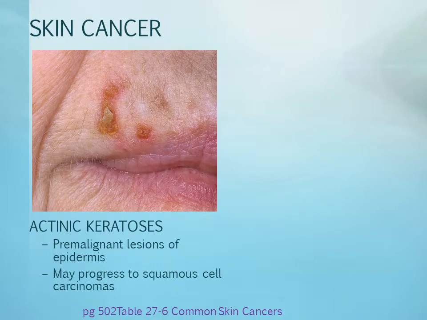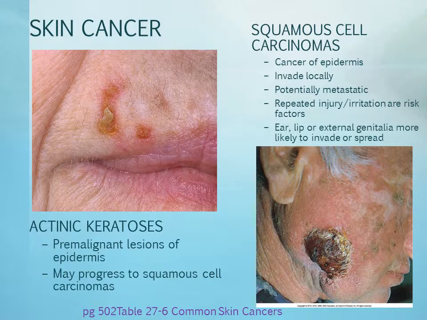Okay, let's discuss skin cancer. Overexposure to sunlight is the major cause of skin cancer, although other factors are associated. On page 502 of your textbook, Table 27-6 provides information that is related to the most common skin cancers. We are going to discuss a few of the most common skin cancers. Actinic keratosis is a premalignant lesion of the epidermis, and it may progress to squamous cell carcinomas. Another skin cancer can be a squamous cell carcinoma. That is cancer of the epidermis, and it usually invades locally. It has the potential to metastasize, and risk factors can include repeated injury to areas or irritation areas. If it happens on the ear, lip, or external genitalia, it's more likely to invade or spread to other areas.